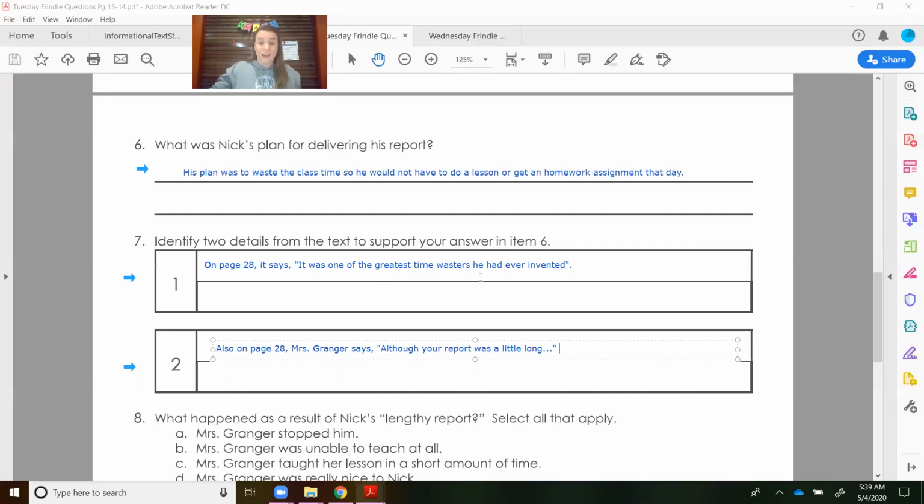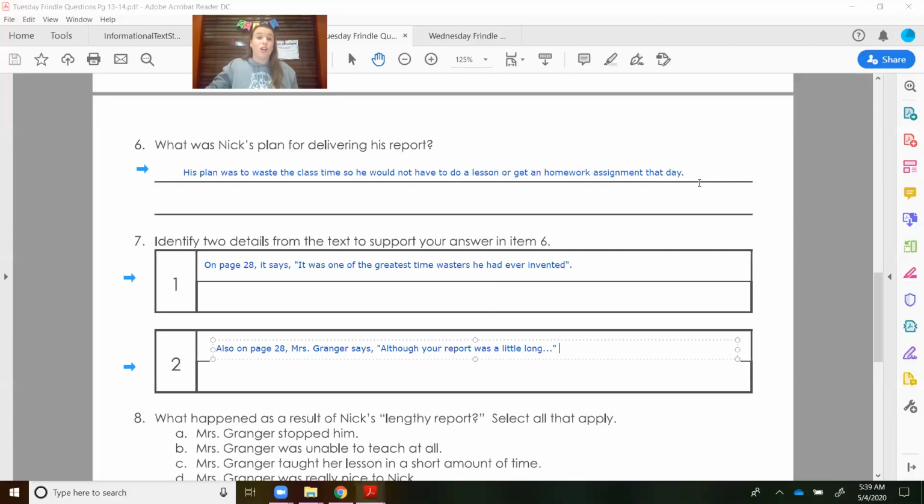both of those are details that support my answer that shows he was trying to waste time. One, it said that it was the greatest time waster he ever invented. The other one shows that Miss Granger also thought it wasted time because she said, although it was a little long, she caught on to what he was doing. So both of these are details that support my answer in number 6. So make sure you're doing the same thing when you're answering those open-ended questions on your test, because you're going to have one this week.